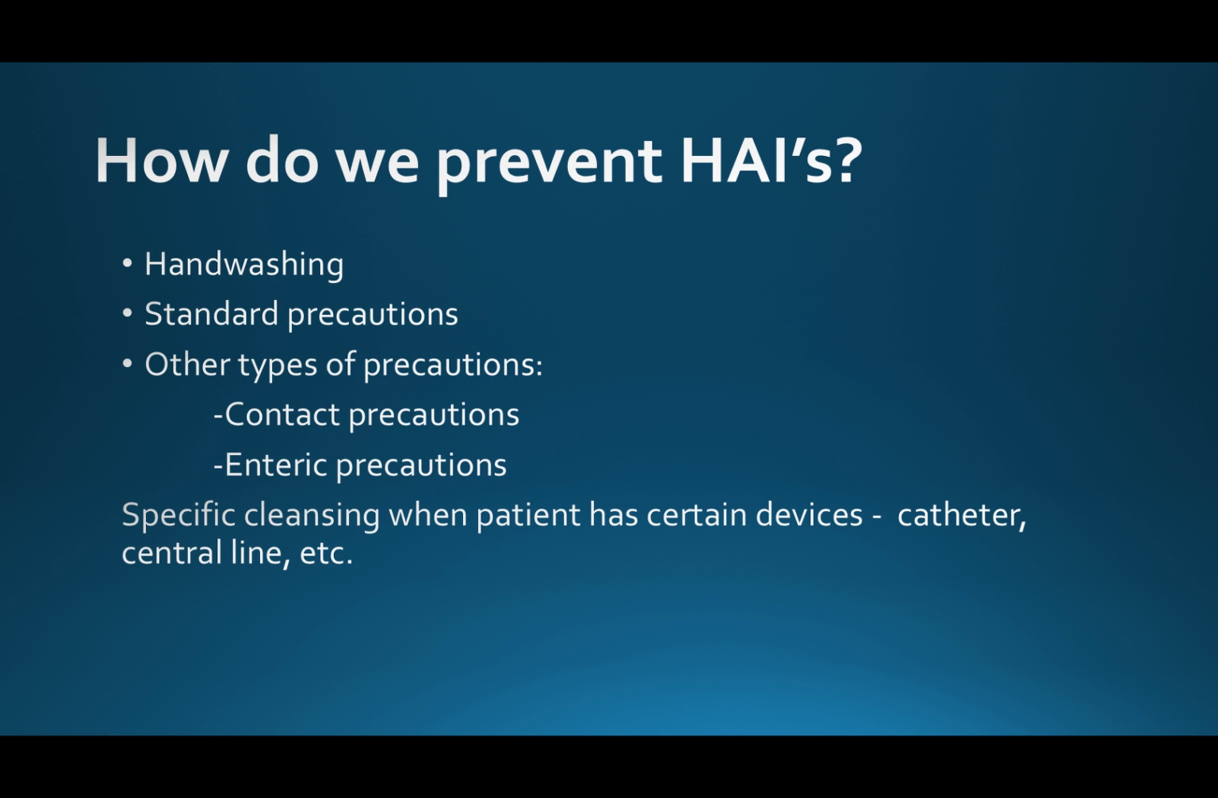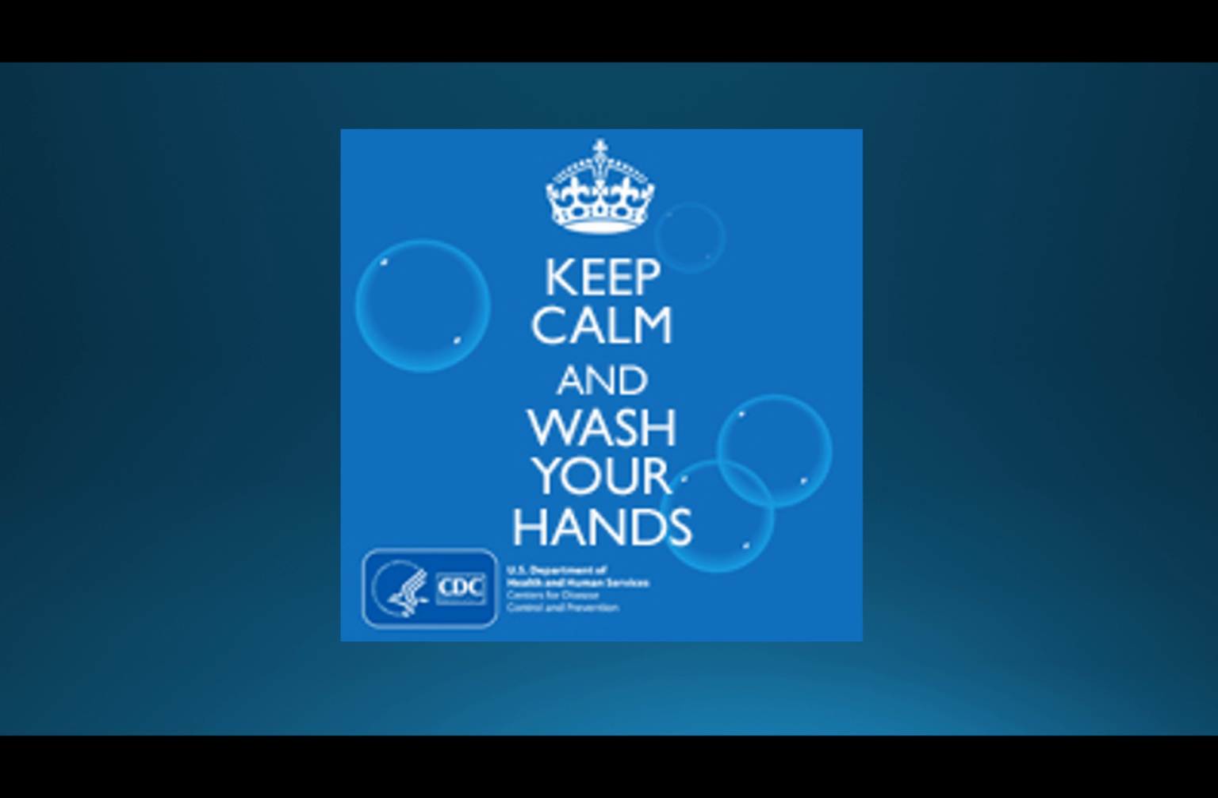So how do we prevent HAIs? First and foremost, and the most important, is hand washing, and we'll get to that in a little bit. But always remember to follow standard precautions. Follow the other types of precautions that are listed outside of the patient's rooms, including contact and enteric and droplet precautions, which was discussed earlier, and specific cleansing when patients have certain devices like the catheter, the central line, etc. So hand washing. Keep calm and wash your hands.